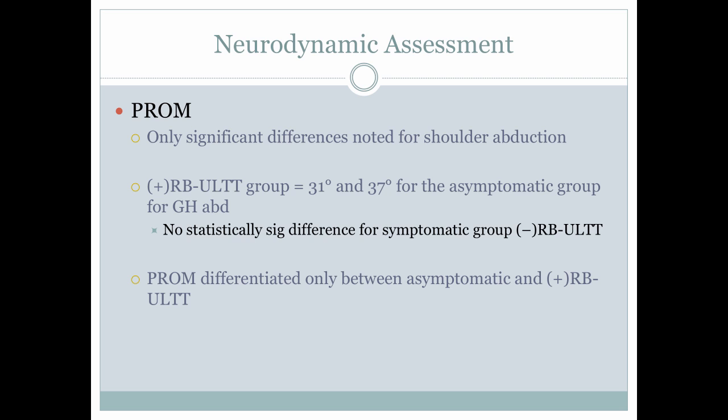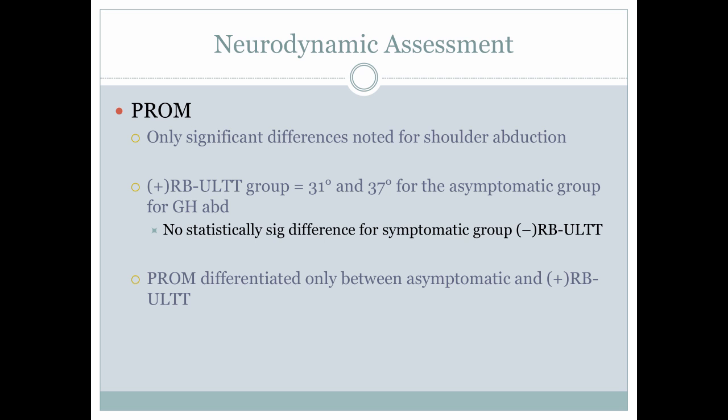Passive range of motion differentiated only between asymptomatic and positive radial nerve bias. So although it's helpful to know that glenohumeral abduction is reduced in the subjects with a positive radial nerve test versus the asymptomatic subjects, it does not help us clinically. Clinically, we're going to be assessing people that are symptomatic, and we're trying to determine: are their symptoms being driven from a radial nerve neurodynamic issue or something else.